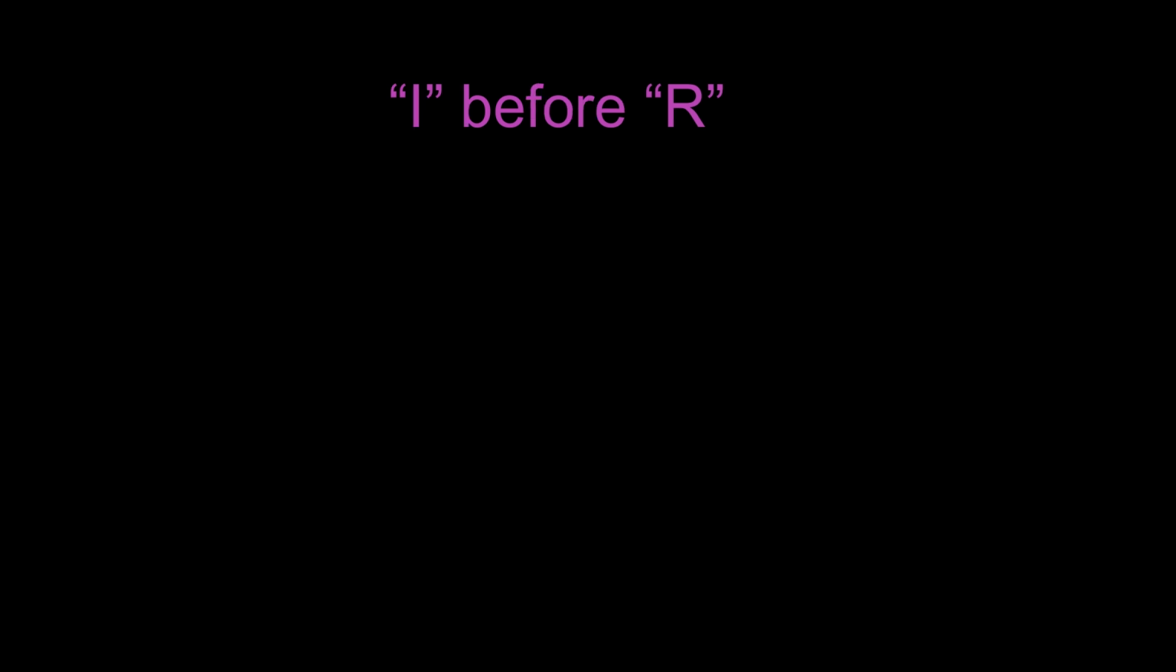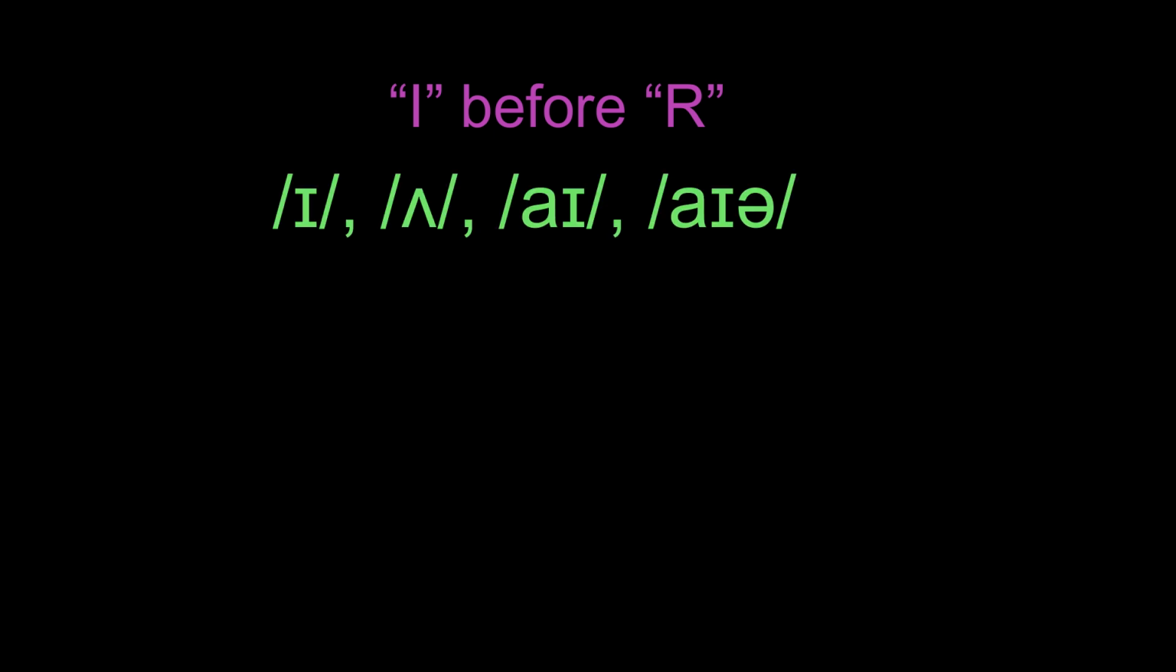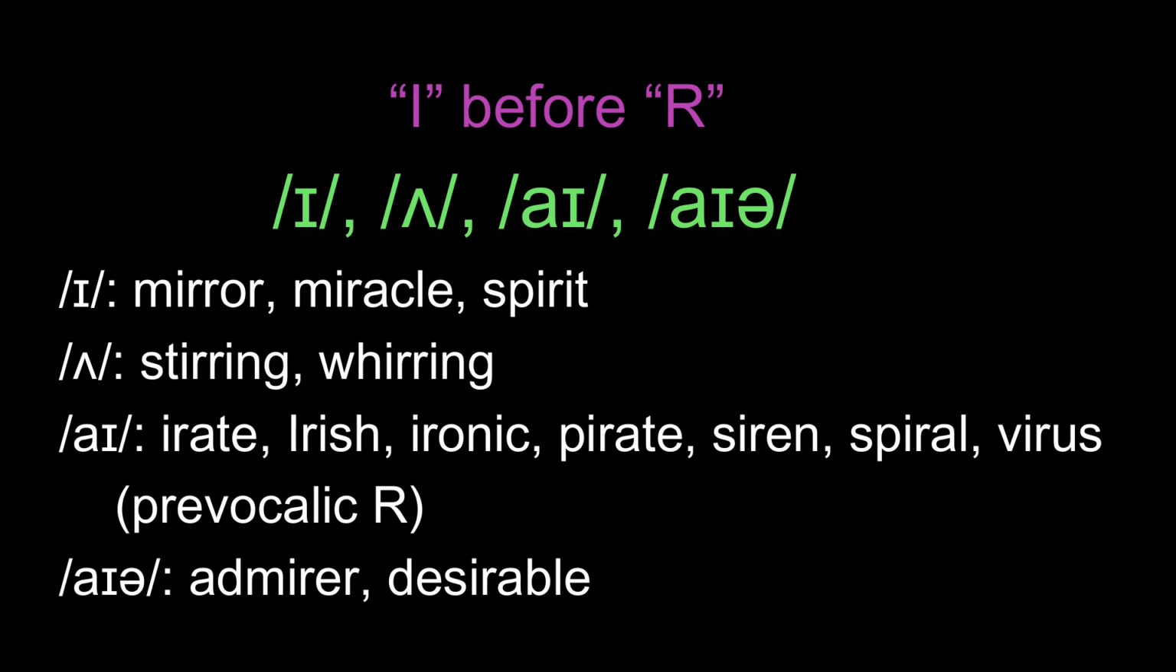I before R. When the stressed vowel letter I comes before R and another vowel follows after R, I can be pronounced as any of the following: i, i, ia. I: mirror, miracle, spirit. Stirring, whirring. I: irate, Irish, ironic, pirate, siren, spiral, virus. R is the prevocalic R. Ia: admirer, desirable.